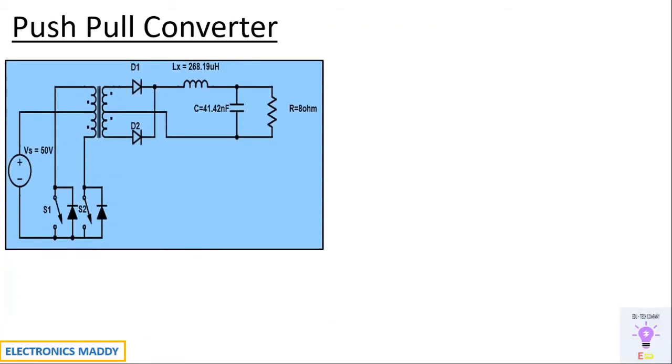This is the circuit diagram of a push-pull converter. It is basically a DC to DC converter that has the ability to increase or decrease the voltage based upon the turns ratio in which the transformer is used. The working of a push-pull converter is explained in detail in one of our previous videos. The link will be provided in the description and will also be available in the end screen. In case you would like to see that, you can watch it.